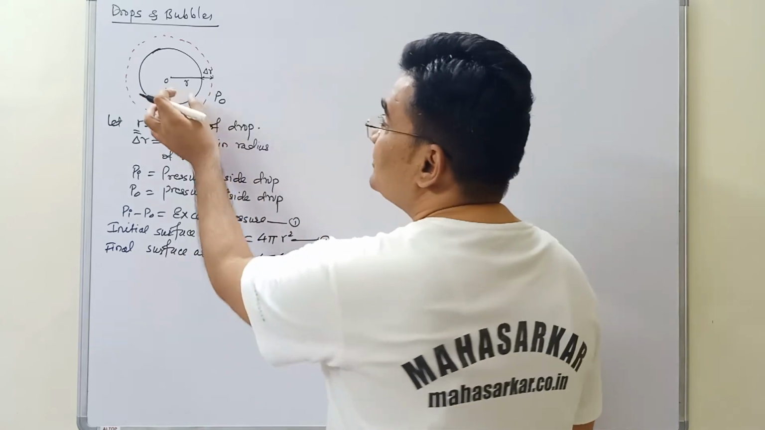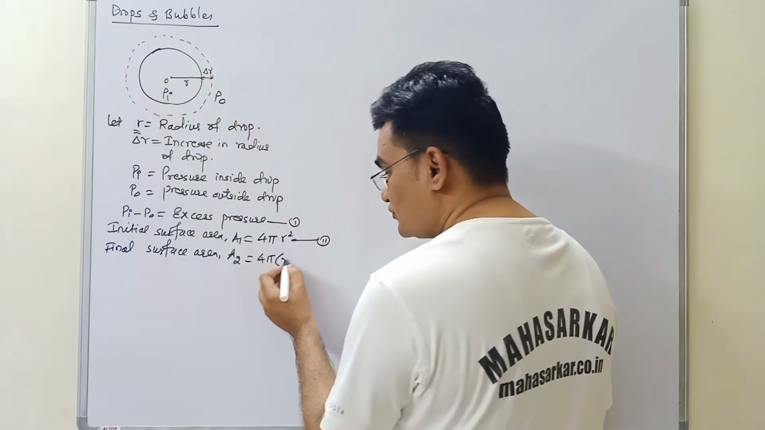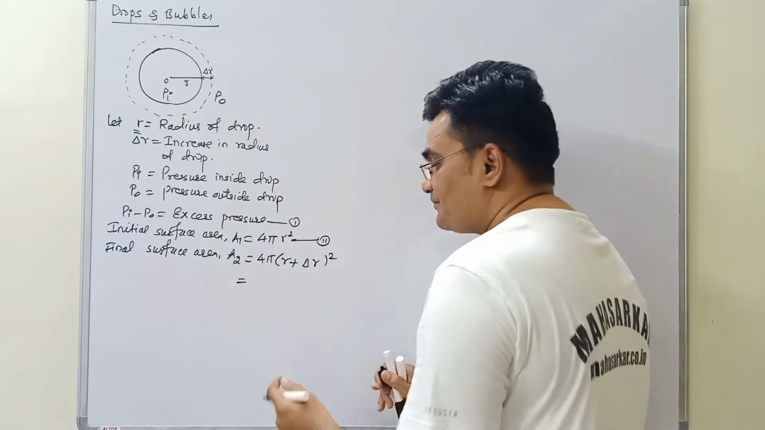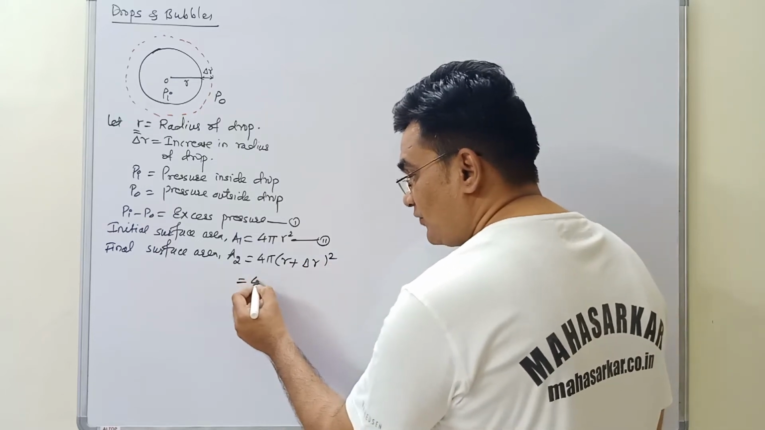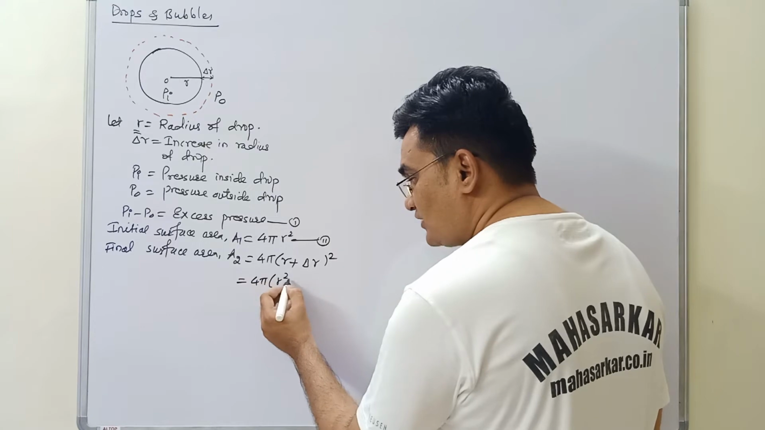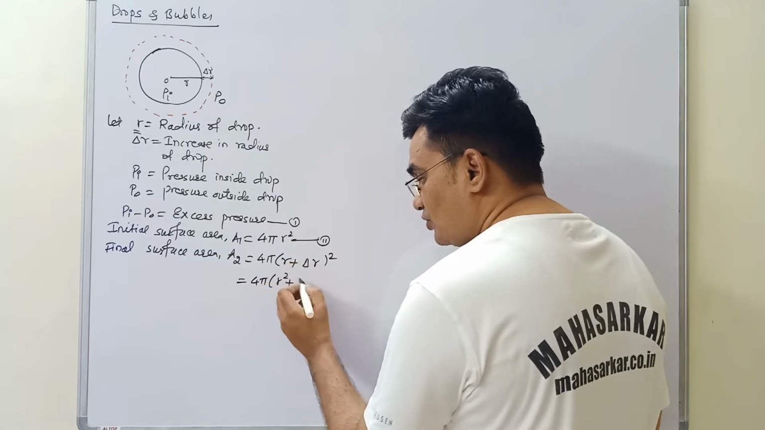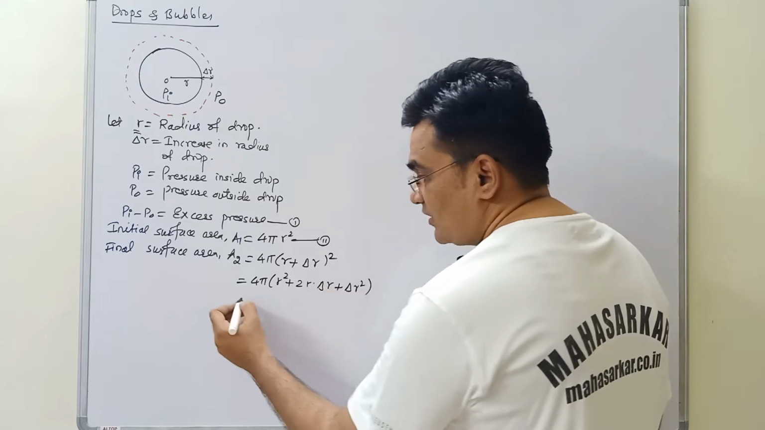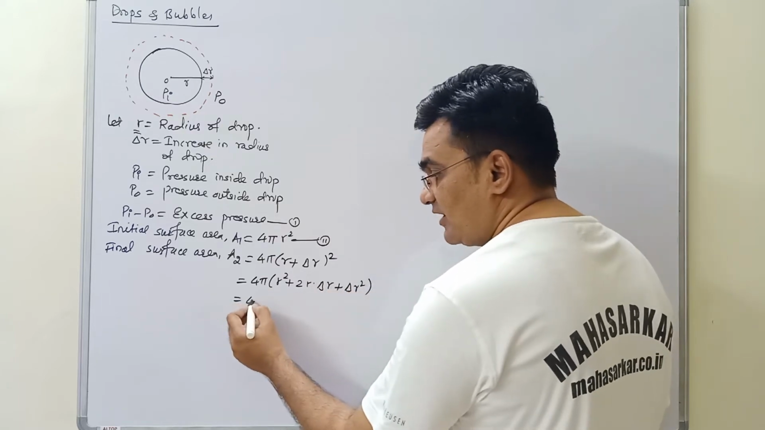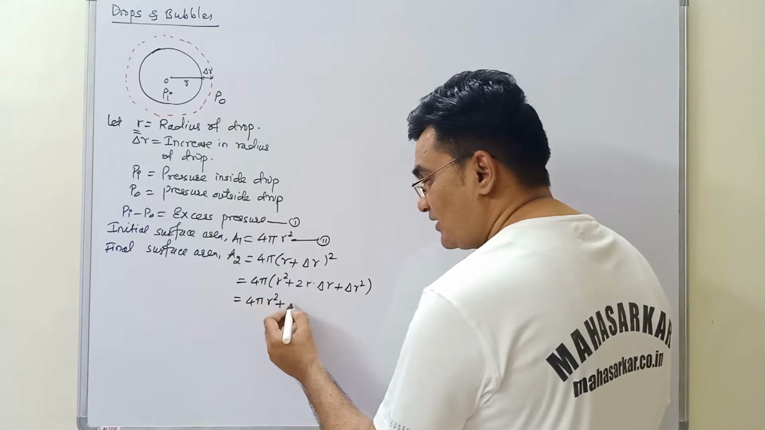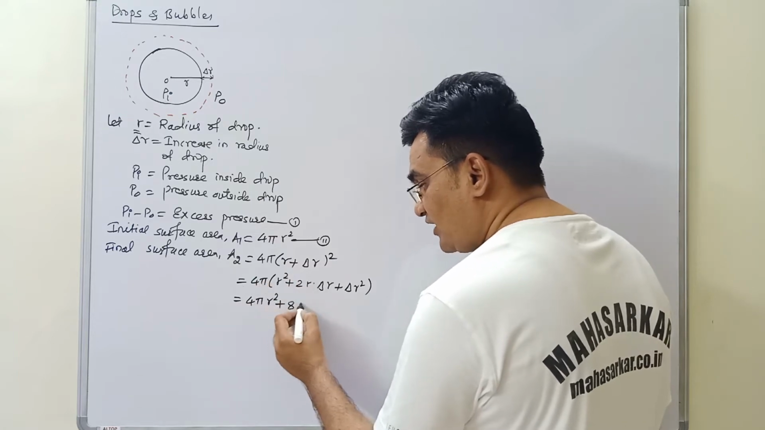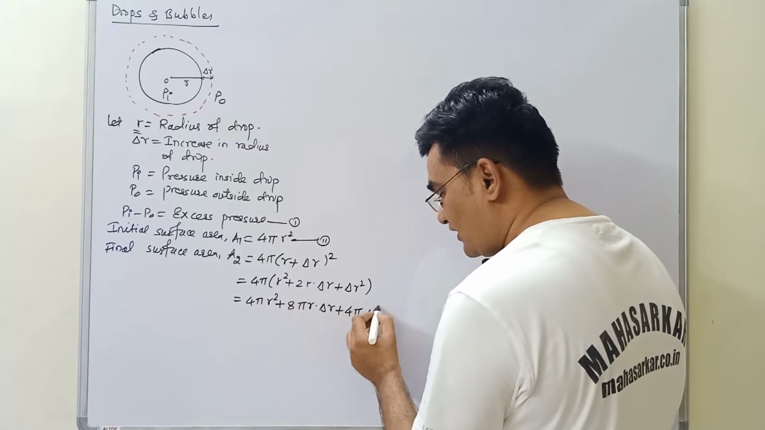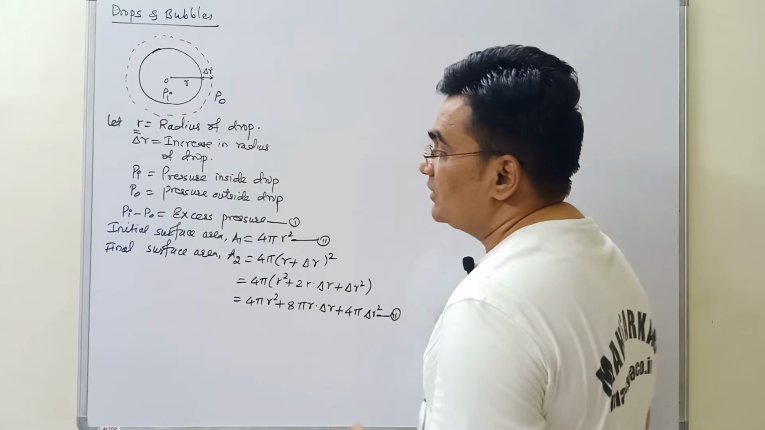See now, the radius has been added, R plus delta R, no? So the radius increases by delta R and its square. So what I will do is, I will just simplify this bracket. So 4 pi, R square plus 2 times R into delta R plus delta R square. I will multiply this, so it will be 4 pi R square plus 4 pi into 2R, that means 8 pi R into delta R, plus 4 pi delta R square. See, this is equation number 2.